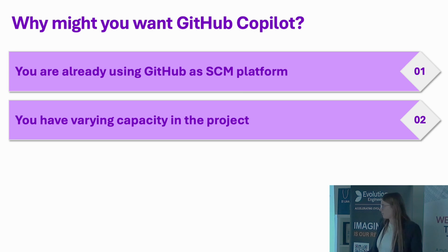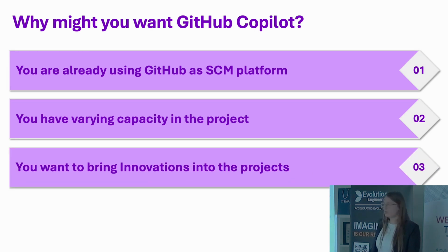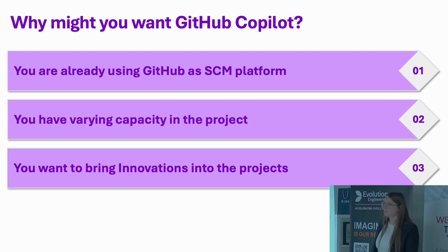GitHub Copilot can provide timely assistance when it is required the most, and it can also be utilized in learning new languages and frameworks when you have less capacity for sufficient tasks. Next, you want to bring innovation into the project. So using AI tools is very beneficial for any project, especially nowadays, because believe me, your competitors are already using it.